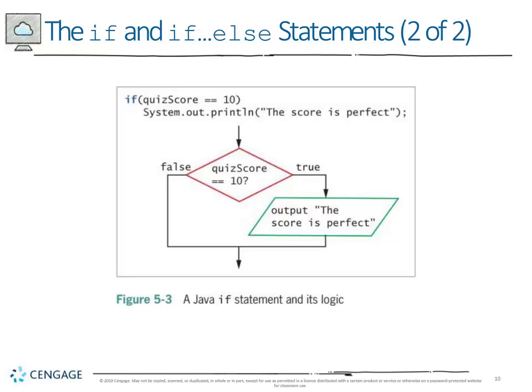So system.out.println, we will print the line "the score is perfect" if the quiz score equals 10. If it is false, we will do something else. So the condition after evaluation will be either true or false. The if statement accepts boolean values. If the value is true, then it will execute the block of statements under it.